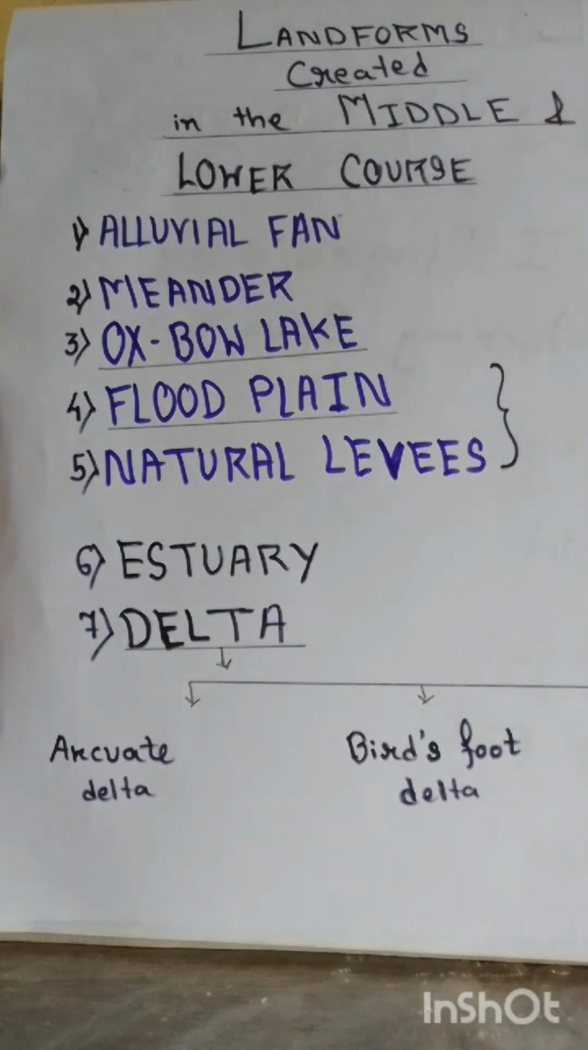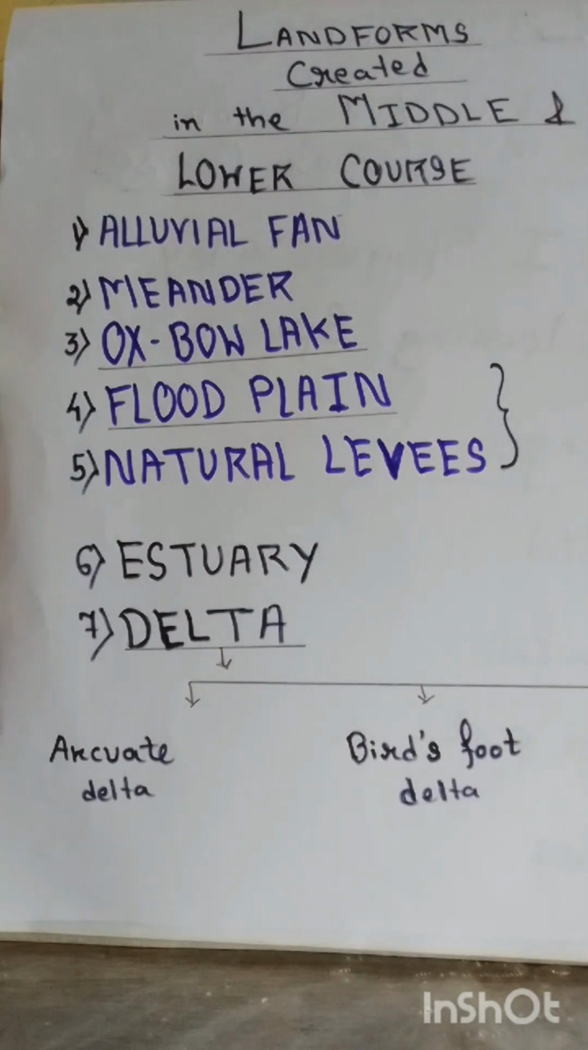Landforms created in the middle course of the river are alluvial fan, meander, oxbow lake, floodplain, natural levees. These are mainly in the middle course, though the oxbow lake and floodplain can be seen in the lower course also. And estuary and delta are especially seen in the lower course of the river, and delta can be divided into three different structures that I will discuss in the next video.